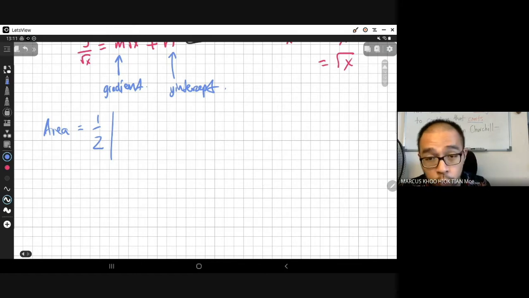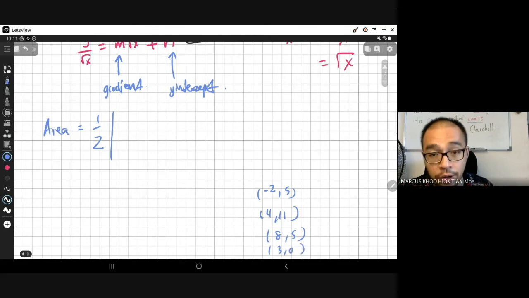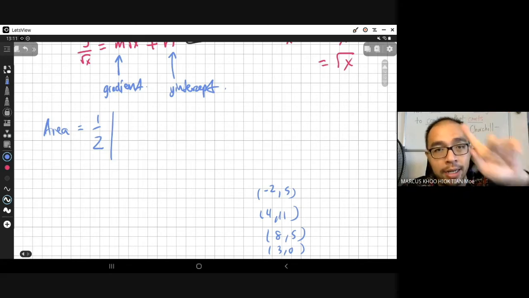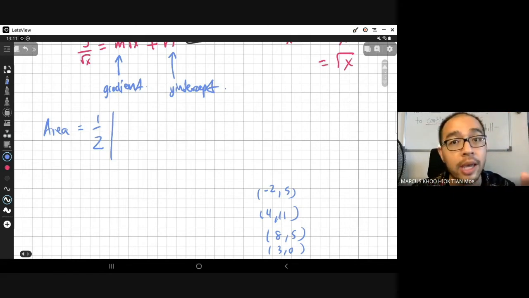Sorry, so you have the four coordinates, right? Negative 2 and 5, 4 and 11, 8 and 5, and 3 and 0. Okay, assuming that you got it all correct. Remember to make one full circle. That is the most important thing about this area thing, which a lot of people make mistakes.